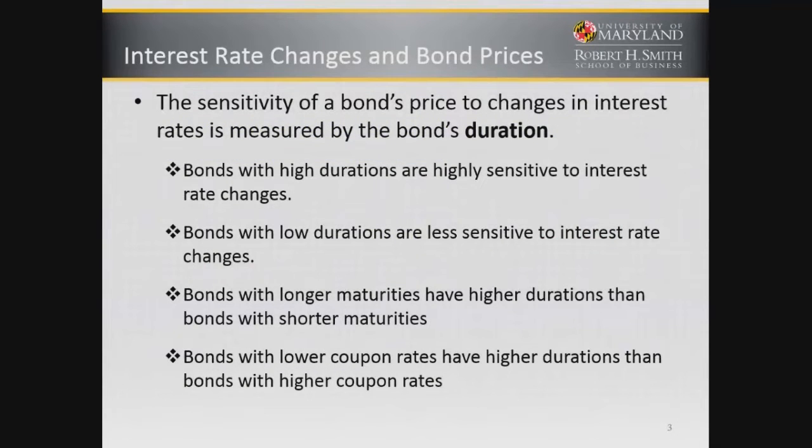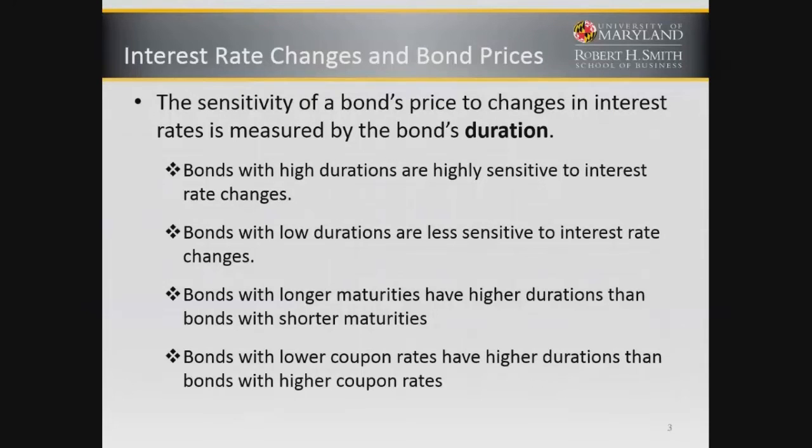The sensitivity of a bond's price to changes in interest rates is measured by something known as the bond's duration. Bonds with high durations are highly sensitive to interest rate changes. Bonds with lower durations are less sensitive to interest rate changes. Bonds with longer maturities have higher durations than bonds with shorter maturities. Bonds with lower coupon rates have higher duration than bonds with higher coupon rates.